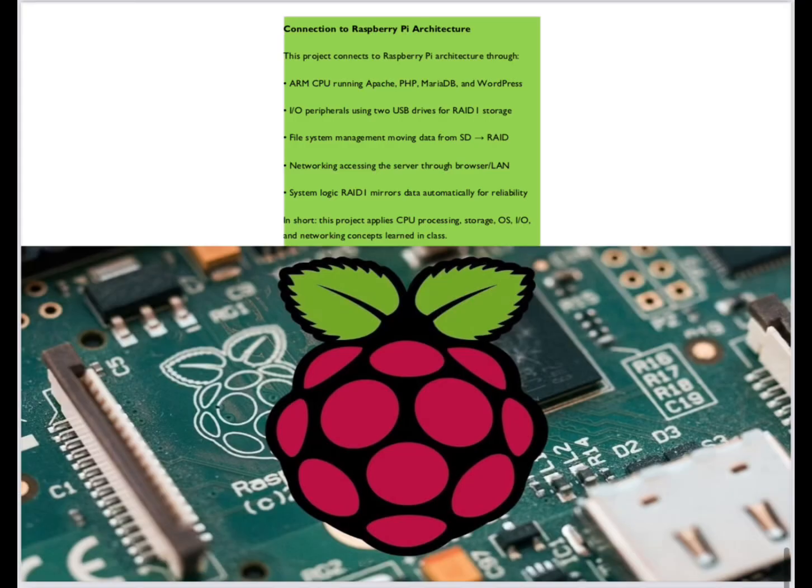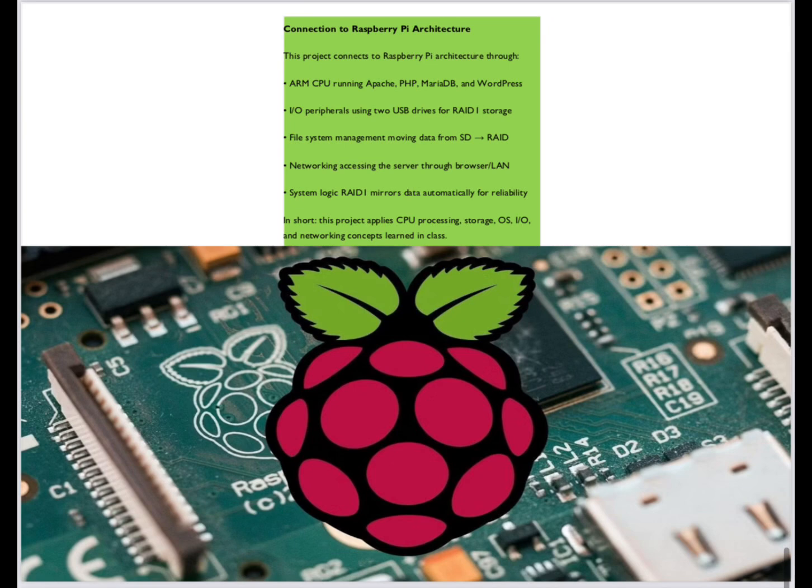Second, system memory, RAM. When WordPress loads pages, plugins and PHP functions are temporarily stored in RAM. Low memory causes slow responses, so it taught me how RAM affects server performance, caching, and multitasking. This relates directly to class concepts about execution cycles and instruction processing.